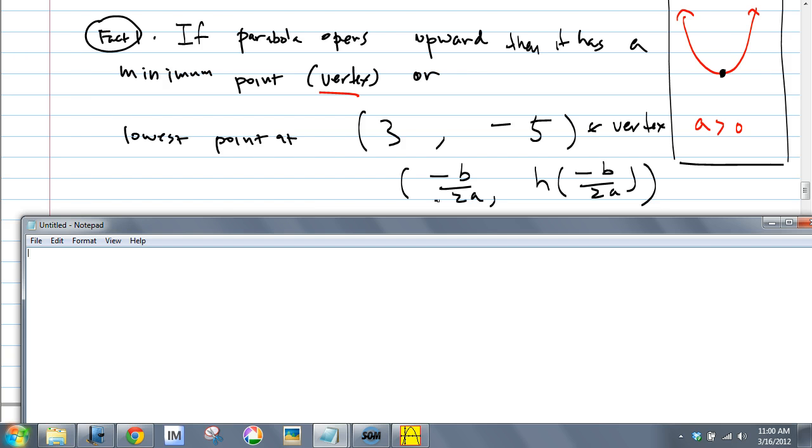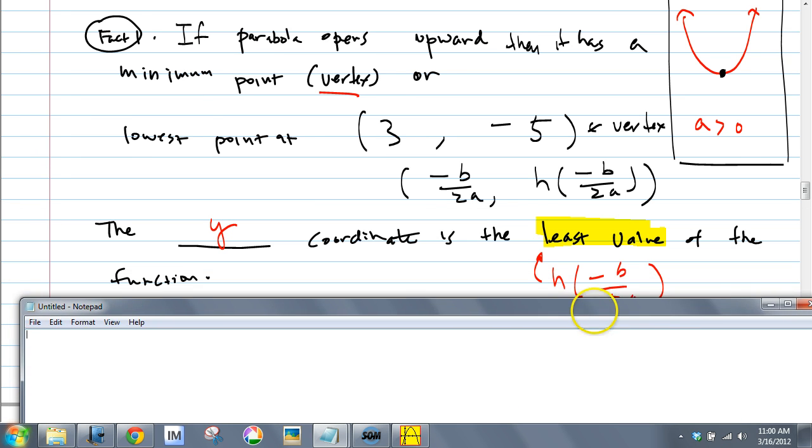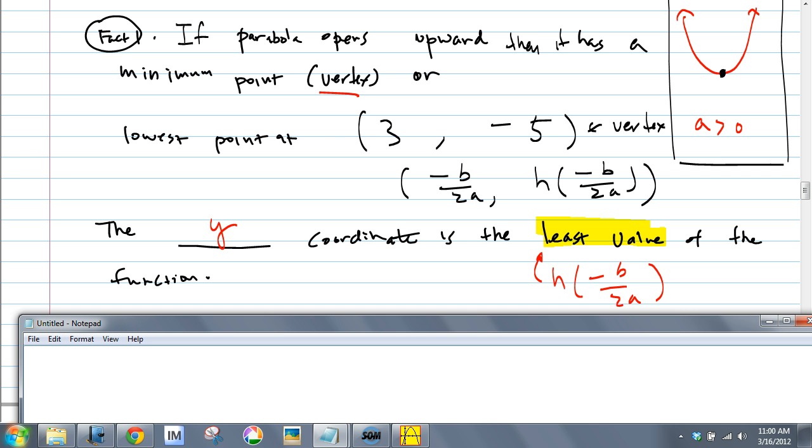What do you think my least value for this parabola is, guys? -5 for this one. In general, it'll be the y value, which is the lowest value, which is h of -b over 2a, exactly. So the y coordinate of the vertex is the least value, in other words, h of -b over 2a. Does that make sense? Do you get the idea? This is exactly what you told me, right? If you have a parabola that opens upward, the least value is the y coordinate of your vertex. Well, what is that y coordinate? When you plug in -b over 2a for x, which is h of -b over 2a, right?